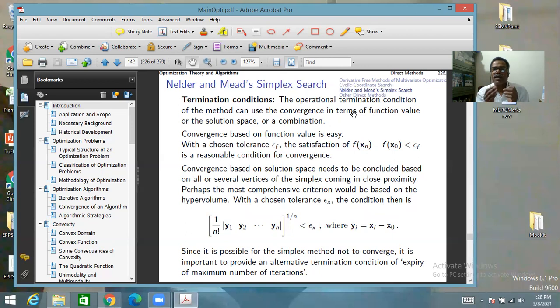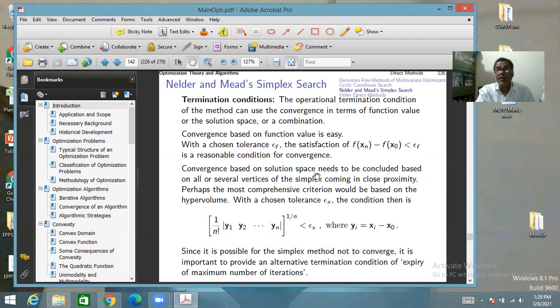If x0, x1, x2, x3, x4 are all so close that whatever point you take, it doesn't matter, then you take x0, which is the relative best. And that's it. So either on function value or on the solution points, or a combination. Convergence based on function value is easy. Take the worst value, the highest value, and the best value, the lowest value. If you see the difference is less than the tolerance in function value that you have decided, then you say it's converged. Okay, stop.